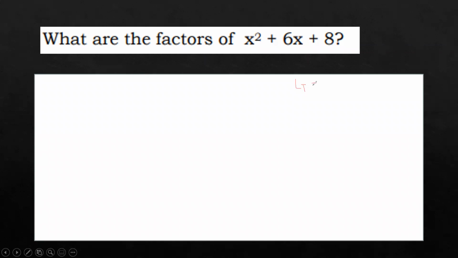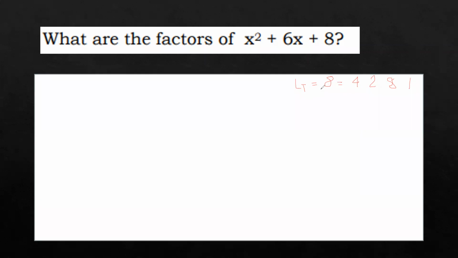Let us start with the last term, which is 8. What are the factors of 8? 4 times 2. Yes, that's correct. 4, 2, what else? We have 8 times 1. So the factors of 8 will be 4, 2, 8, and 1.